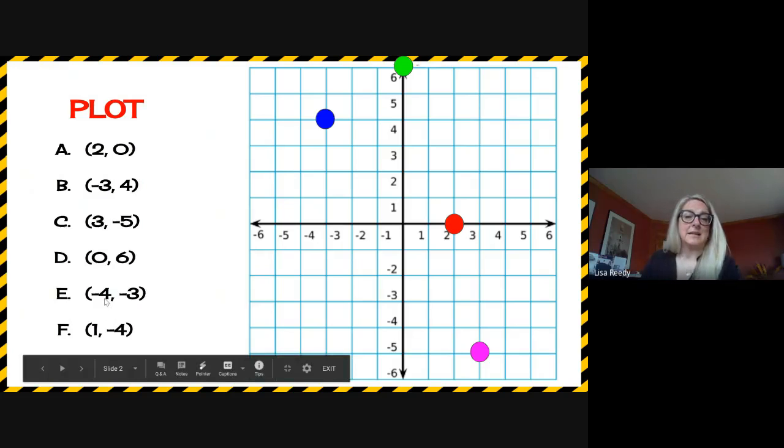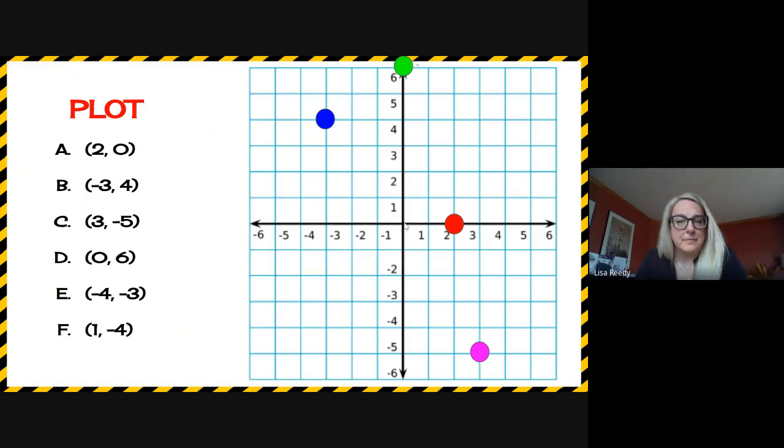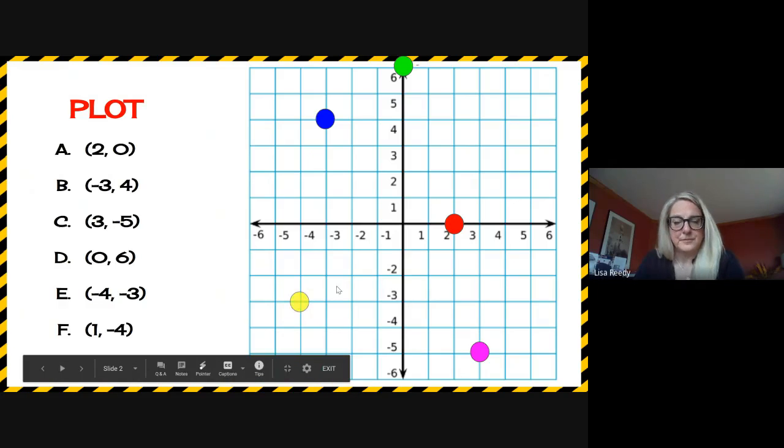All right, E, -4, -3. Again, starting at the origin, -4 goes left, 1, 2, 3, 4, and -3 goes down, 1, 2, 3, and the ordered pair ends up right there.